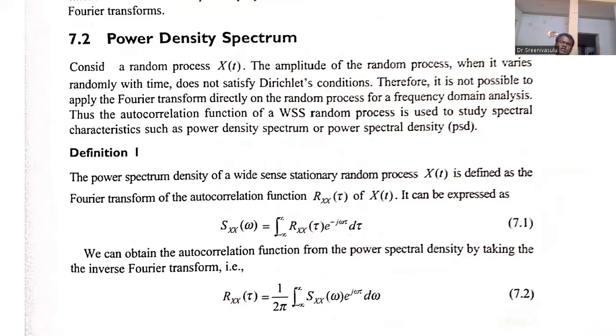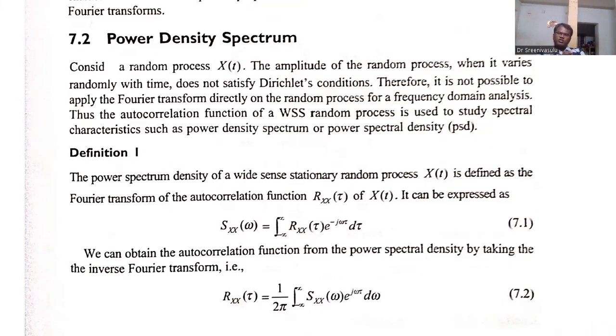So there is a pair form. Suppose we have a signal, in general, x of t. The Fourier transform is x of omega. So the Fourier transform pair we write is x of t and x of omega. What does it mean? The Fourier transform of x of t is x of omega. The inverse Fourier transform of x of omega is x of t.